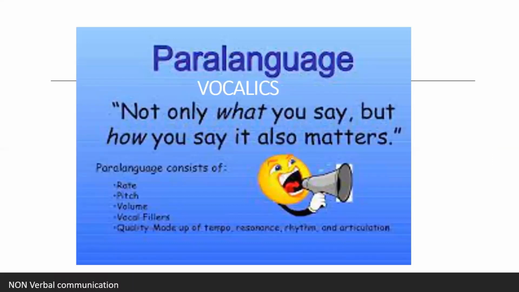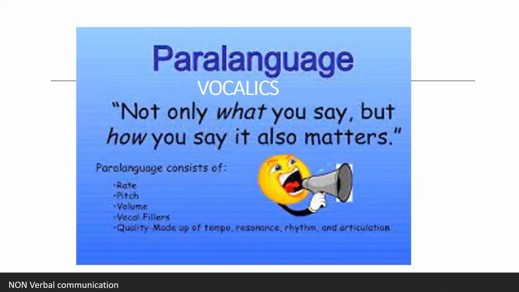And the last one of the seven is the paralanguage, or the vocalics. It says here that not only what you say, but how you say it also matters. So it is about our tone of voice, the volume, the rate at which we speak, the pitch, vocal fillers, and even the quality, tempo, resonance, rhythm, articulation, and enunciation. Those are the things that will determine if we are sincere with what we are saying, if we are joking, or any other reasons, depending on the situation. Okay, so that is the paralanguage, or the vocalics.